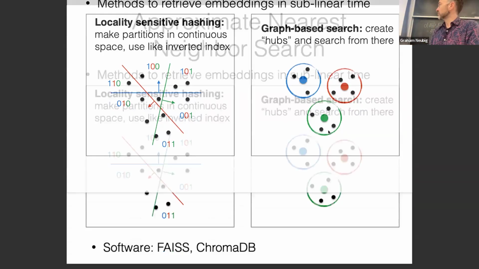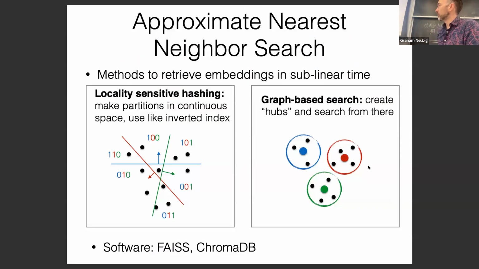So there are these algorithms too, and these are implemented in software like Faiss, Chroma DB, and other things like this. The good news is, if you're really interested in this, you can do this, but you don't need to implement this yourself. You can just use existing software and it works reasonably well. Cool. Any questions here?